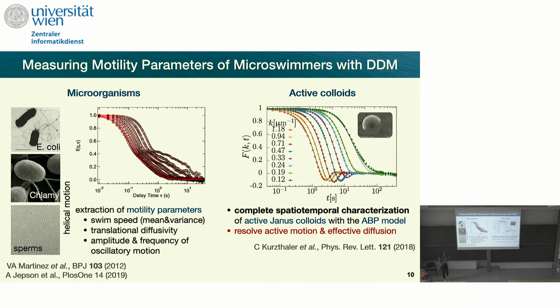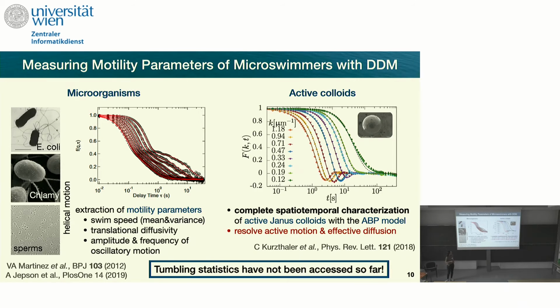So we have recently also looked at this for synthetic colloids. So we looked at Janus colloids, and here again you see these intermediate scattering functions, now for different wave numbers. So we resolve essentially dynamics over several length scales, okay? And this allowed us really to characterize the dynamics of these Janus colloids in terms of this active Brownian particle model, and we could resolve this transition from active motion to large-scale, like effective diffusion, because these particles perform rotational diffusion.